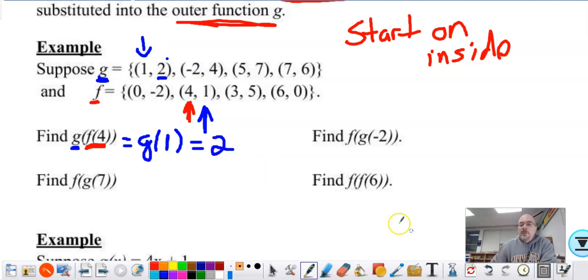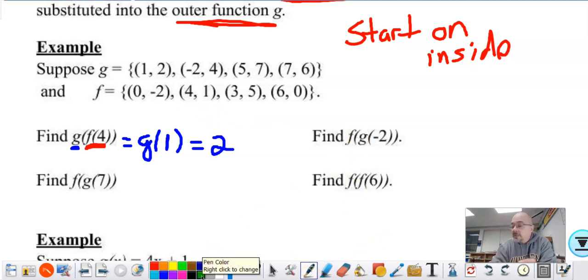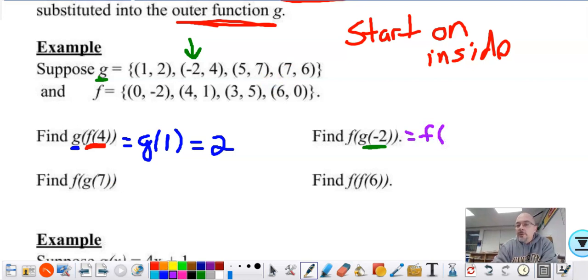All right, let me take the eraser and erase this so that I can do this again with the next one. I'll use two different colors this time. I'm going to go to the one on the right. This time I'm going to start with g of negative 2. I go to g, and I go to where negative 2 is for x. There it is, ladies and gentlemen, g of negative 2. Now I'm going to replace the g of negative 2 with its partner, which is 4.